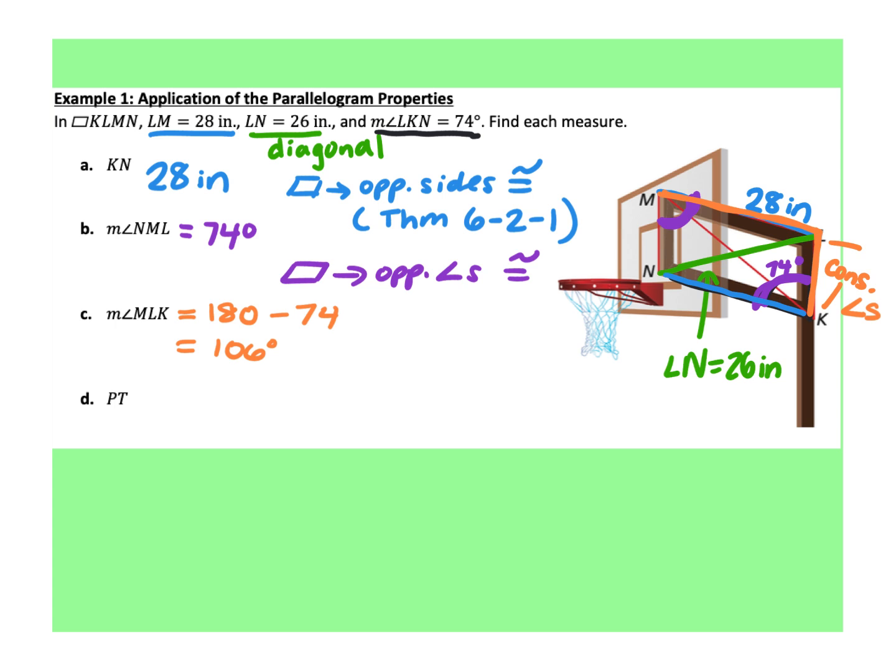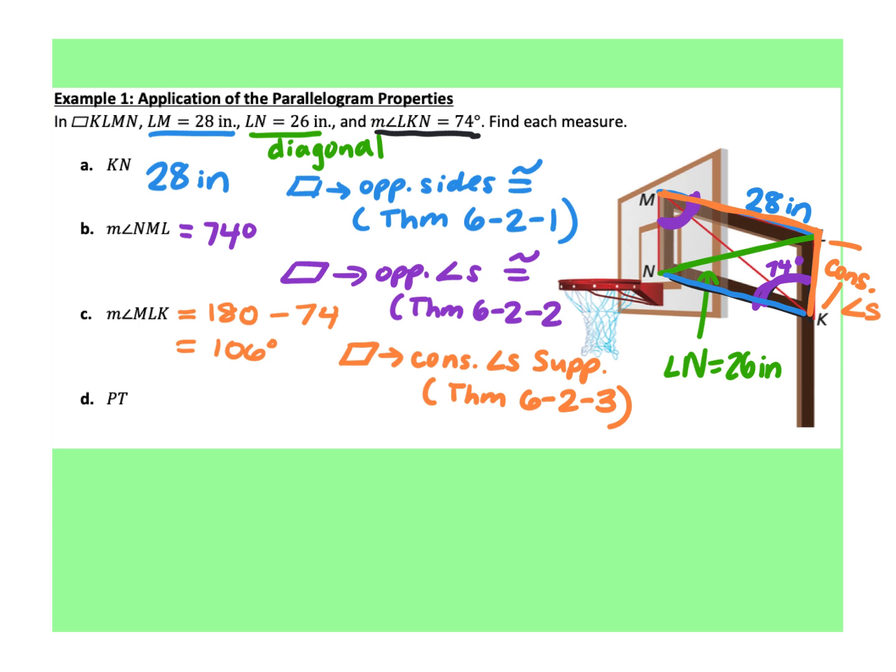The property I used was if a quadrilateral is a parallelogram, then its consecutive angles are supplementary. So you can use that abbreviation, or it's fine if you'd rather use the theorem numbers from your note packets. That's fine too. That's theorem 6-2-3, and the one we did right before this is theorem 6-2-2.